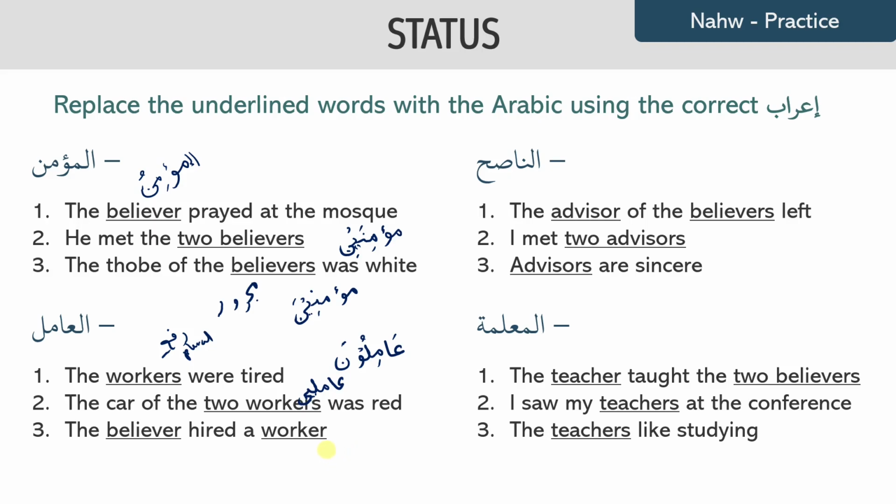The believer hired a worker. Number 3. The believer is the doer, so that's going to be rafa, and you write it as al-mu'minu. Hired a worker. Hired what? A worker, which means the worker is going to be nasab, and it's only one worker. So this word is singular. So the singular nasab looks like this: amilan.